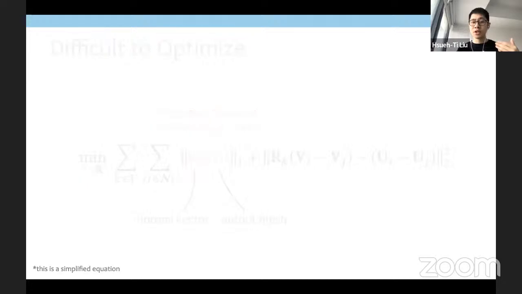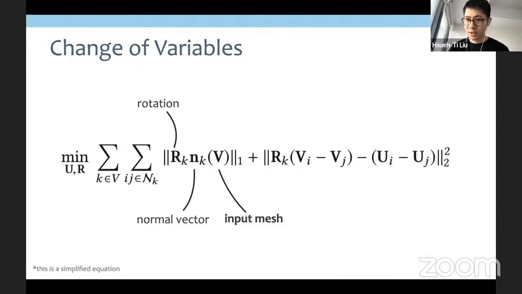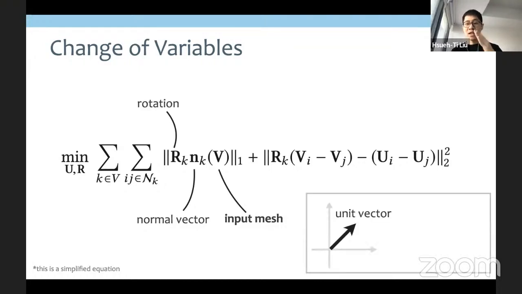Our trick is to perform a change of variables to replace the output normal vectors with a rotation times the normal vectors of the input mesh. The reason we can do this is because any unit vector, such as the output normals, can always be represented as a rotation times another input vector.